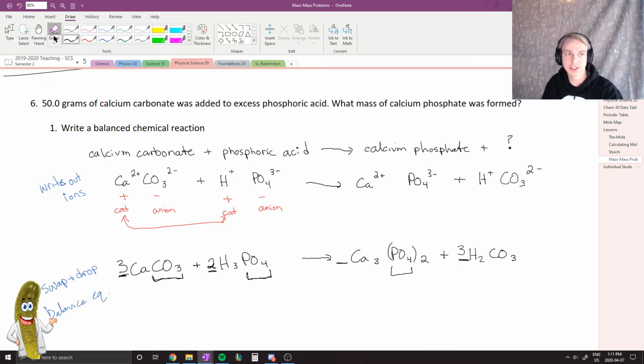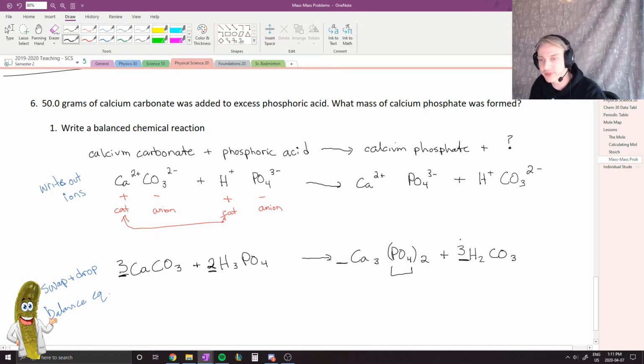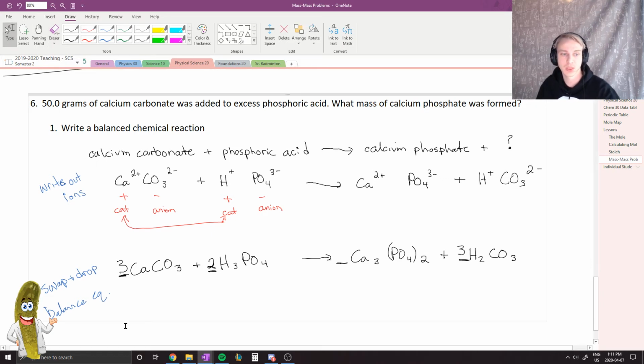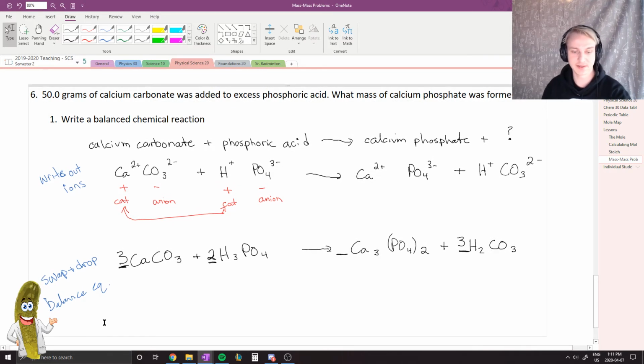And then the last thing to check would be the hydrogens. Oops, sorry, that didn't erase what I wanted to. So on this left-hand side, I have 2 times 3 hydrogens, so 6 total hydrogens. And on the right side, I have 3 times 2 hydrogens, again 6 total hydrogens, meaning that this reaction is completely balanced. So we did all of that just for the first step of this solution.